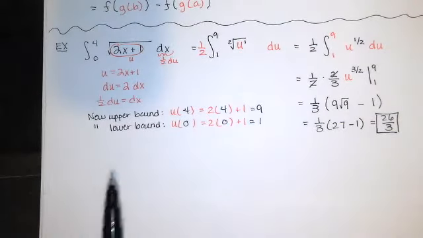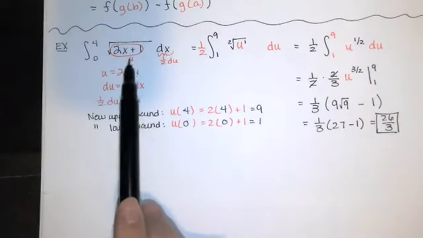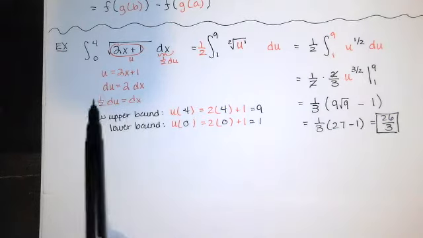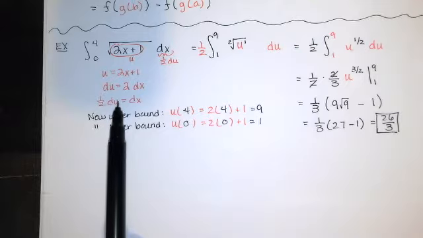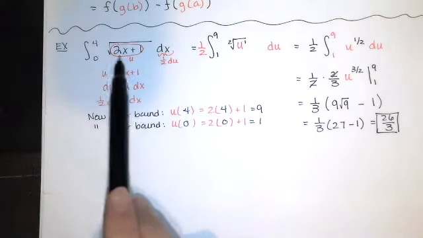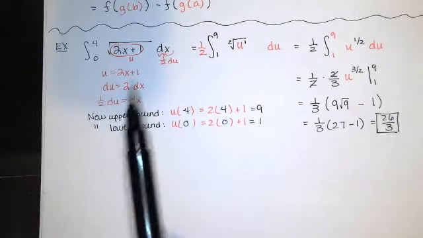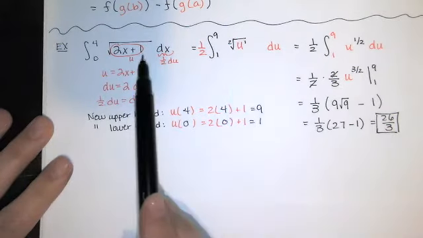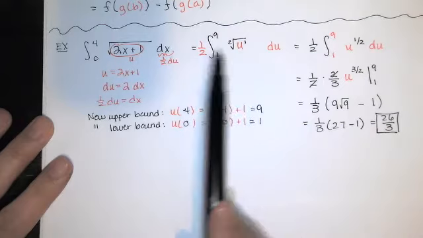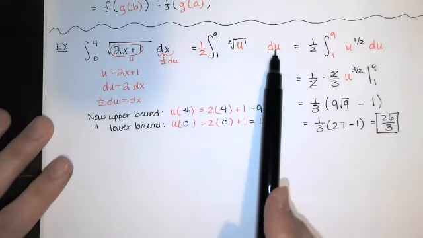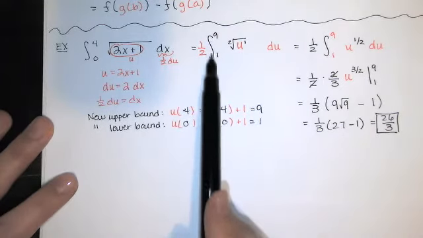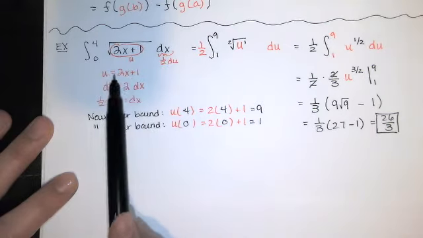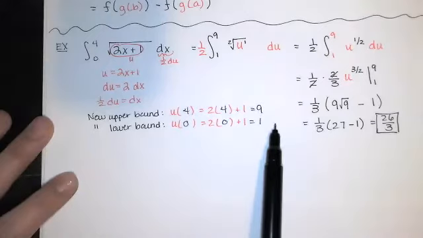Okay, so we identify u, compute du, we adjust the constants as necessary. Then we write everything here in terms of u. Every part has to be substituted. So I've got a square root there, it's still there. This is u. dx is 1/2 du. And to get the bounds, I take the bounds for x and I substitute those into the equation for u. I get these two numbers.